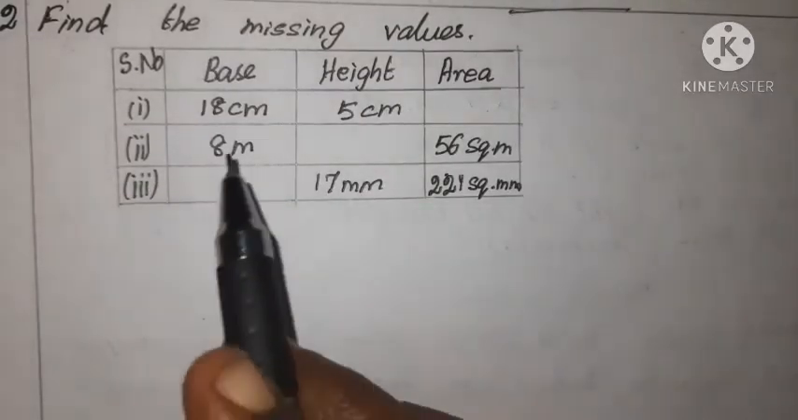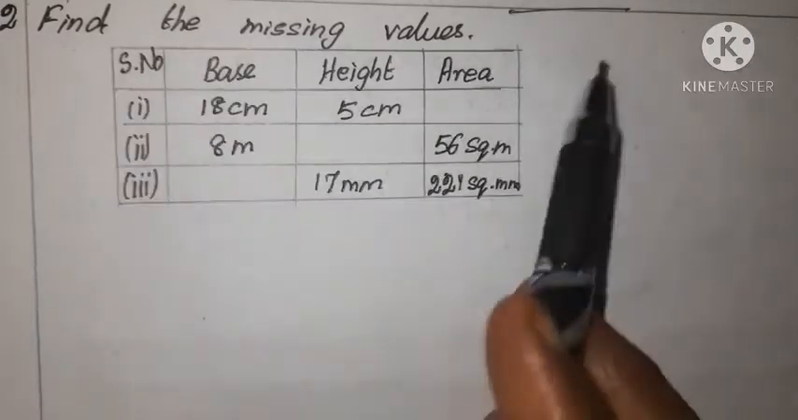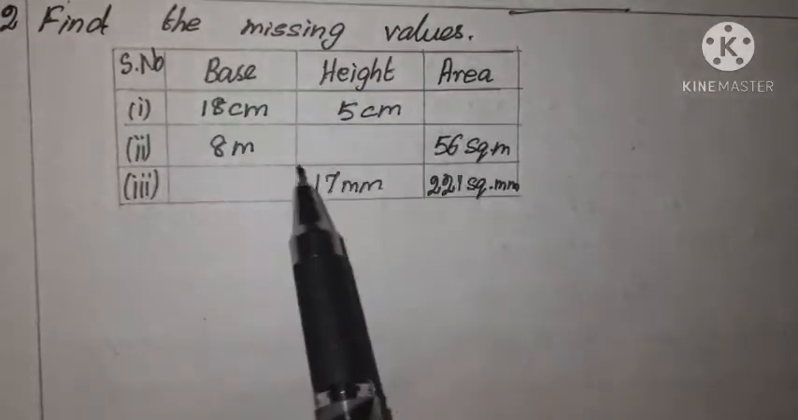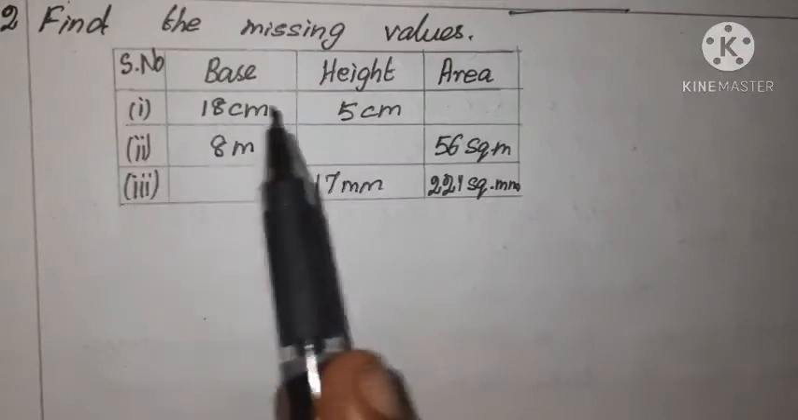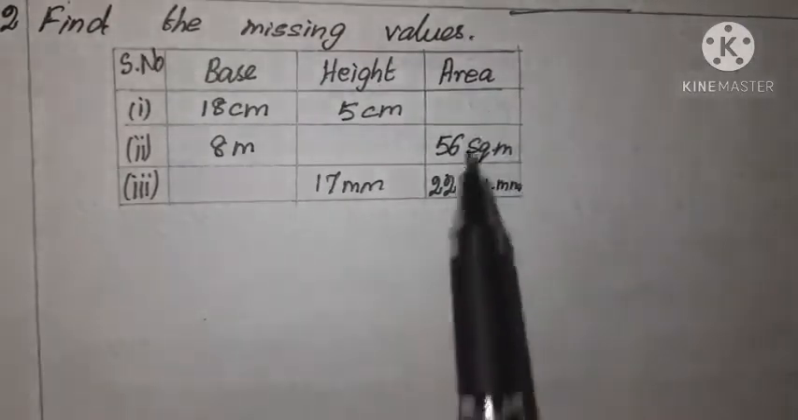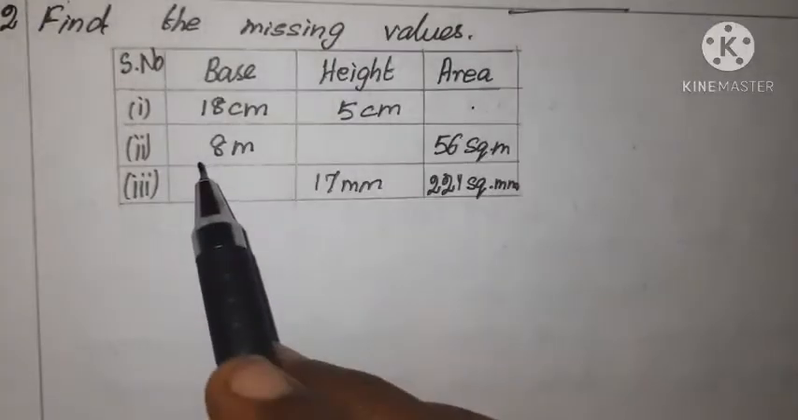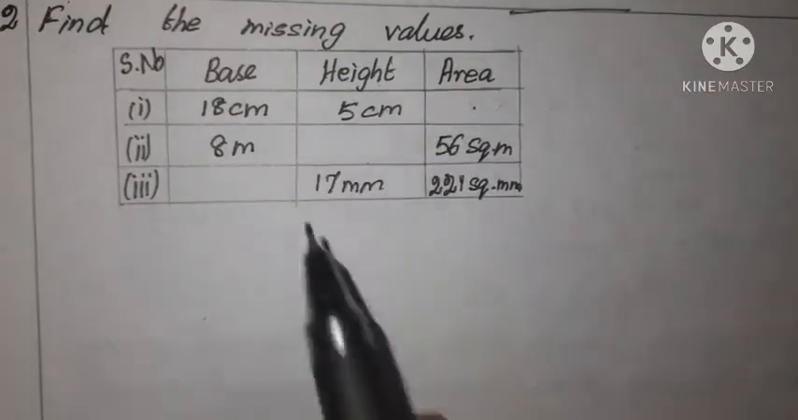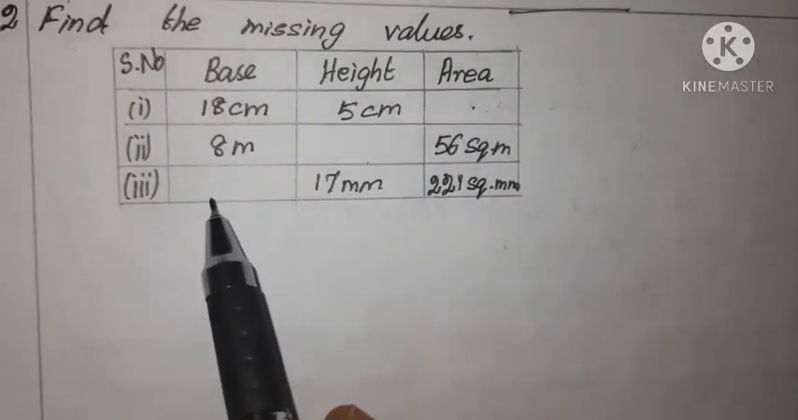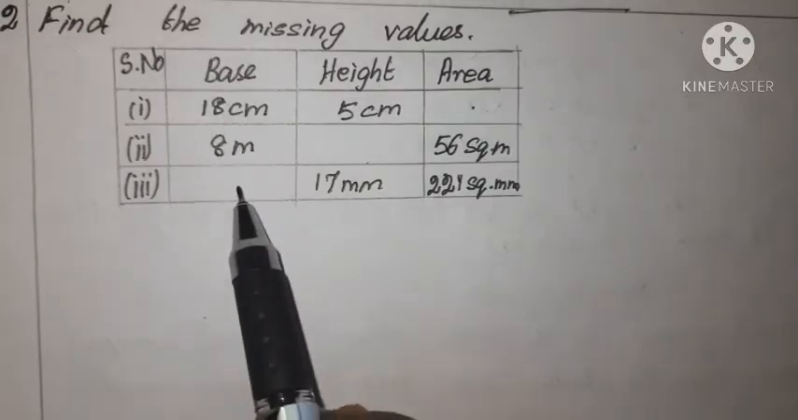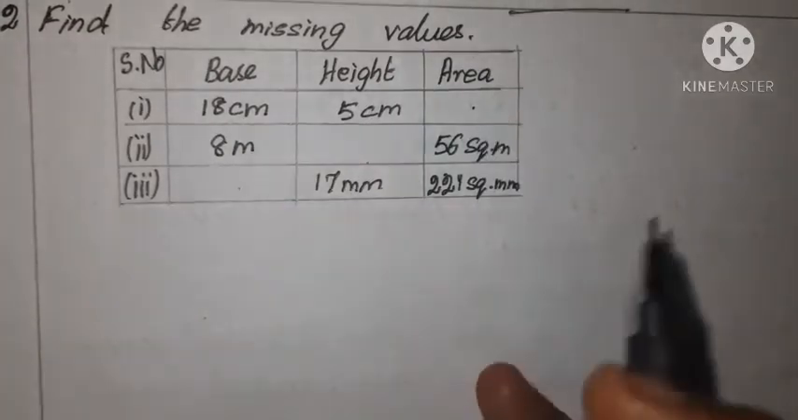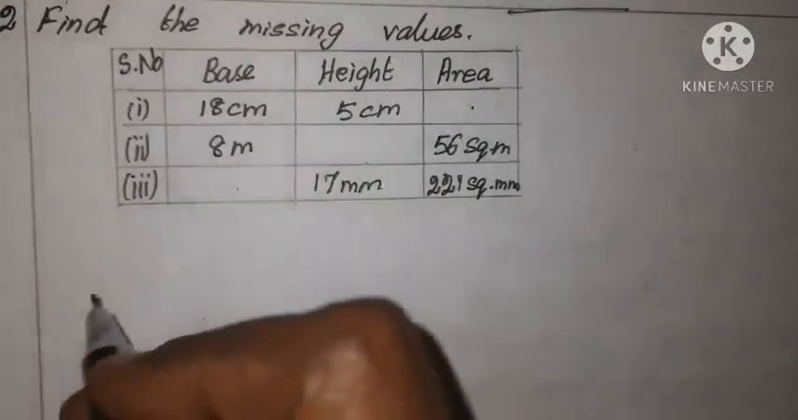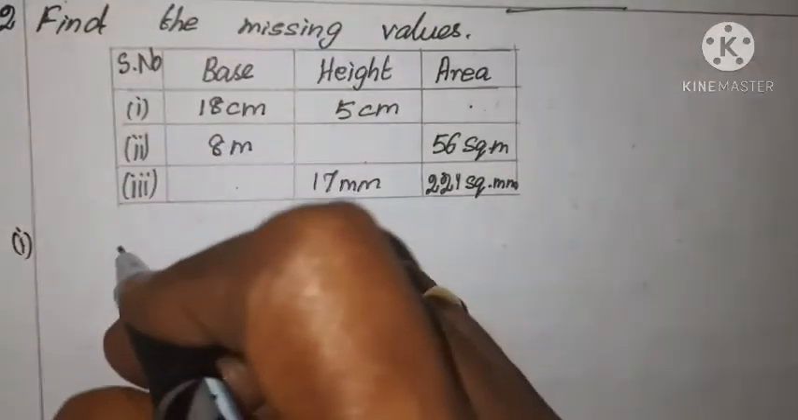Second question, find the missing value. Given a box with base, height, and area of the parallelogram, values given. First sum, base and height given, find the area. Second sum, base given, area given, find the height of the parallelogram. Next, base missing, height given, area given, find the base of the parallelogram. First question, first given values, right?